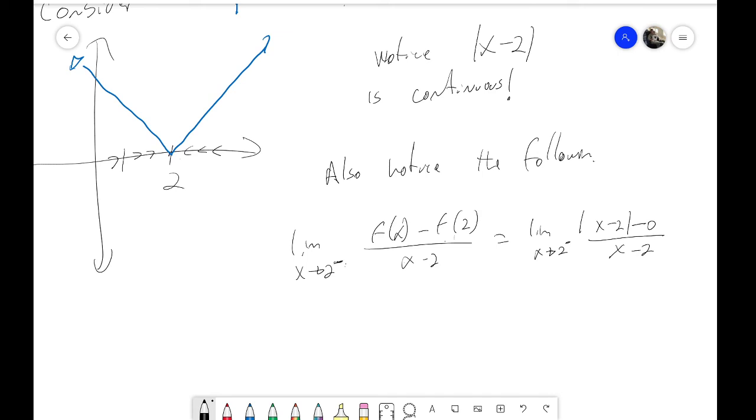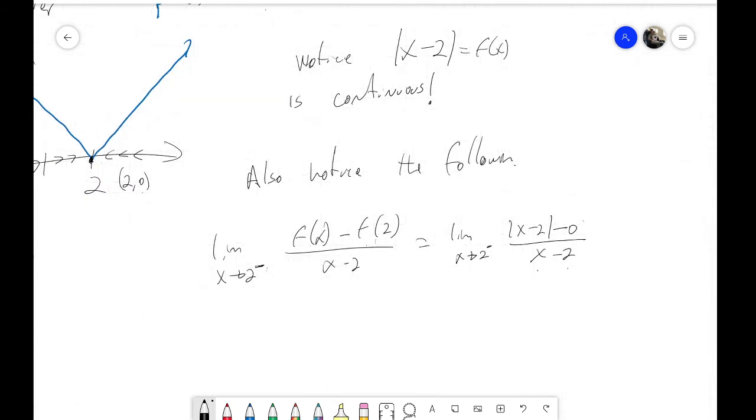Remember, this point right here is the point (2, 0). So f of 2 is just 0, and f of x is just the function. So it's really just the absolute value of x minus 2 minus 0 on the top, and x minus 2 in the bottom. If you notice, as you take values less than 2, what's happening?